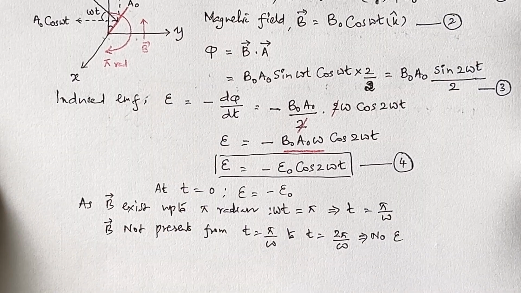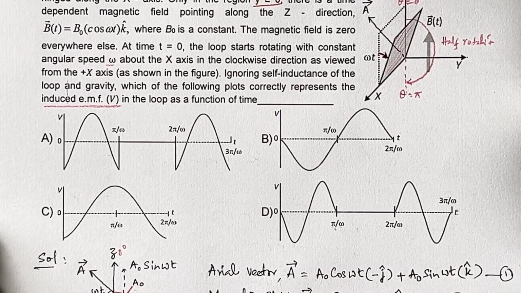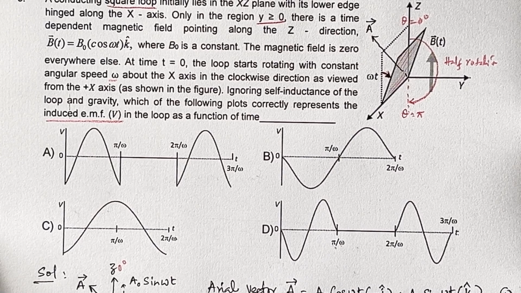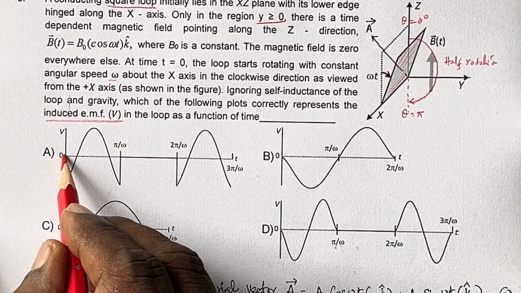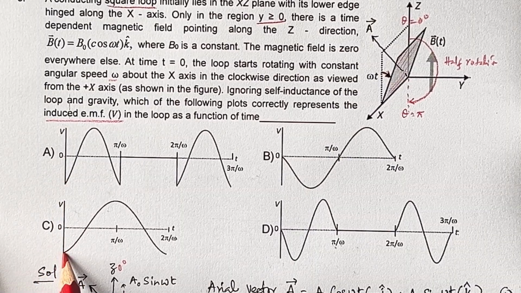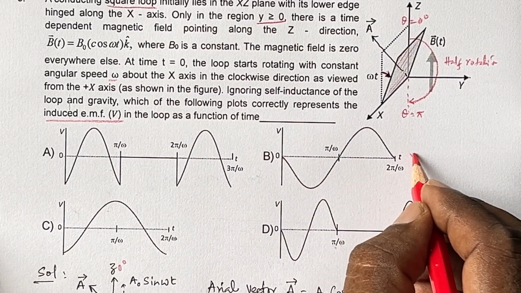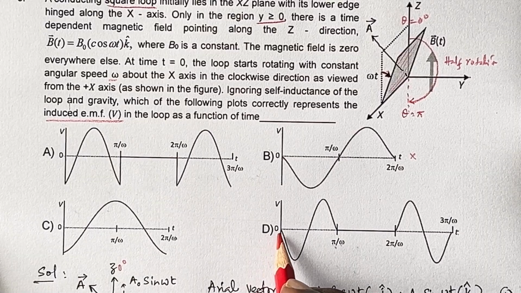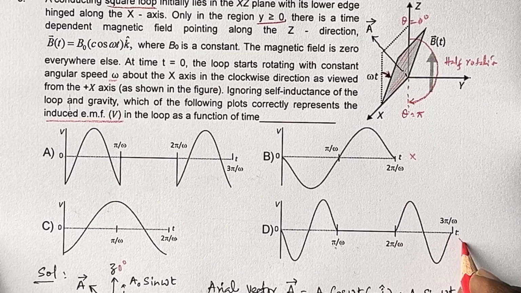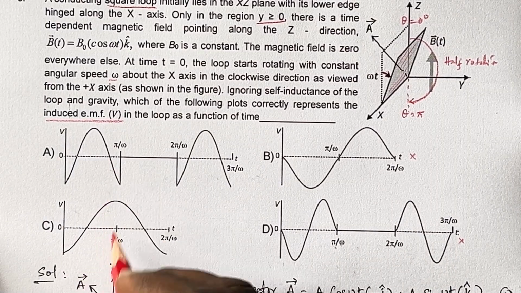So let us see the graphs. So these are the graphs. First of all, at t is equal to 0, EMF is negative, okay. In this one, at t is equal to 0, EMF is also 0, so this graph is not correct. Here at t is equal to 0, our EMF is also 0, but our EMF is not becoming 0. So our answer must be between these two, right?